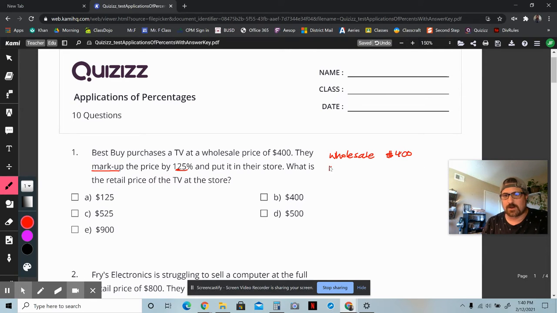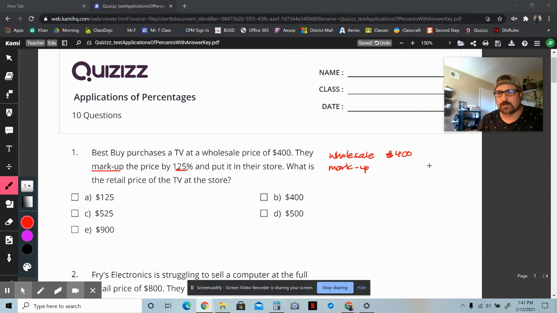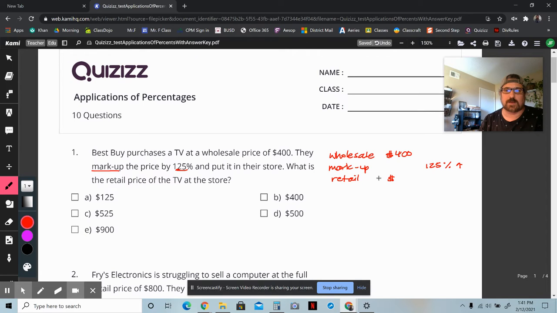So they're going to mark up that amount by a scale factor, if you will, or percent value of 125%. They're raising the price by 125%. And then it says, what is the retail price? The retail price is right here. That's the mystery, right? What is the retail price? So this is the setup for the problem.